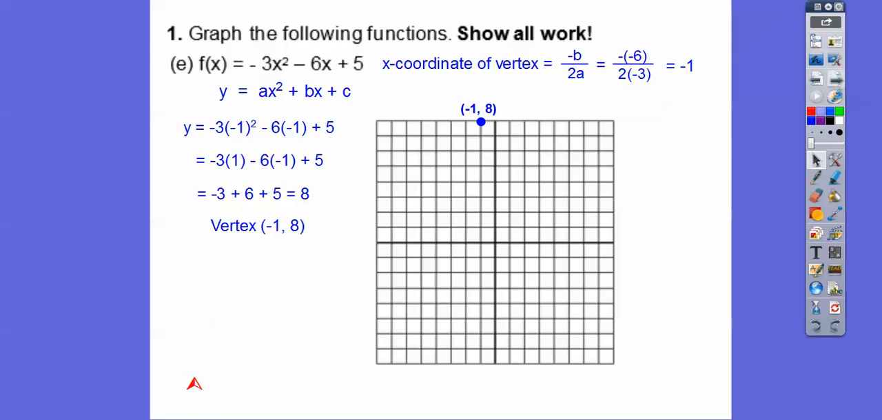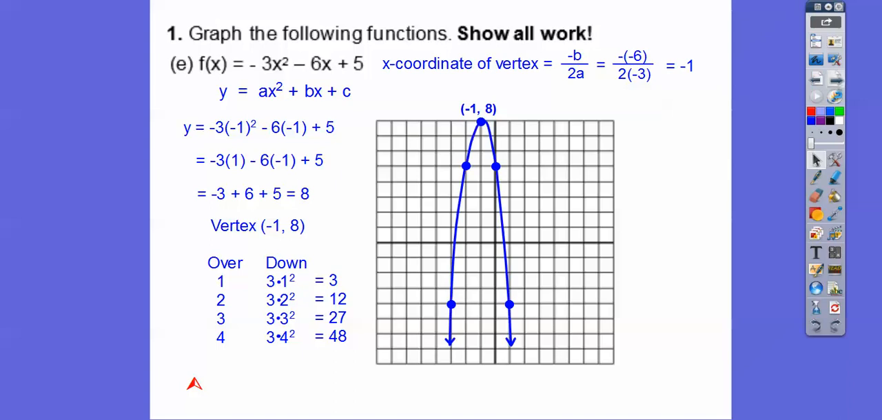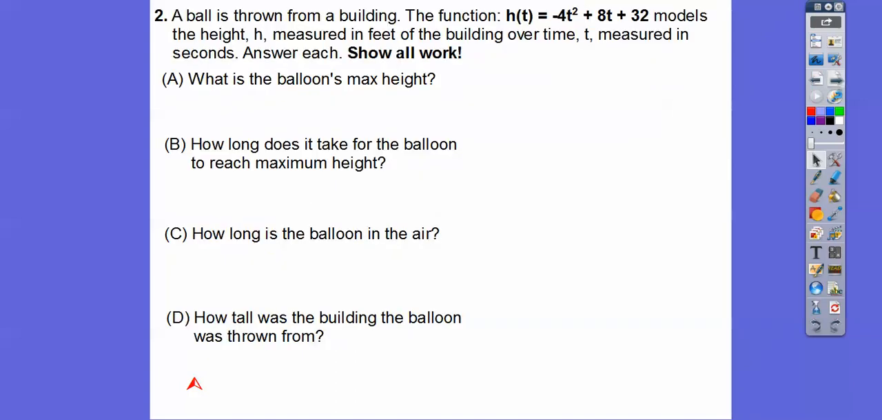Okay, there's the vertex. This graph is going down. It's going down because it's negative right there. And so it's going down 3 times 1 squared, 3 times 2 squared, 3 times 3 squared. So that's how much it goes down. There's my parabola right there. Okay. All right, so here we go.